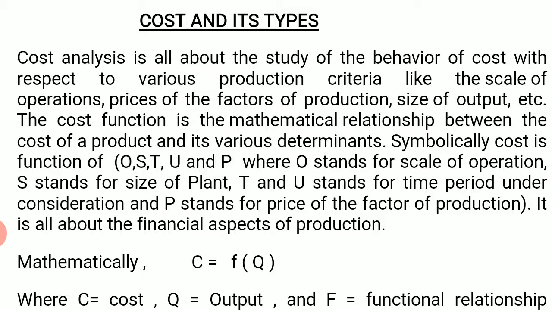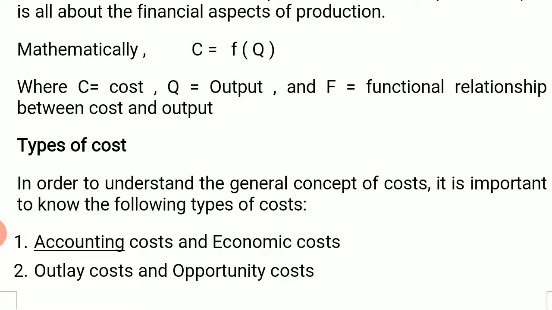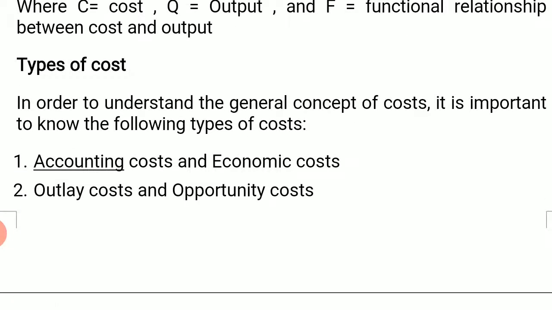Mathematically, C is a function of Q, where C is cost, Q is output, and f is a functional relationship between cost and output. Now, types of cost. There are different types of cost.